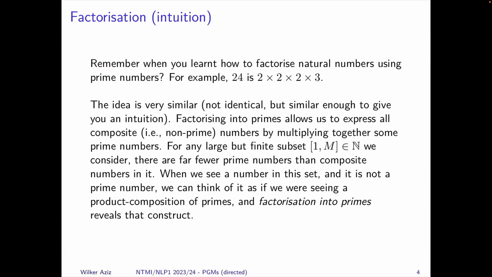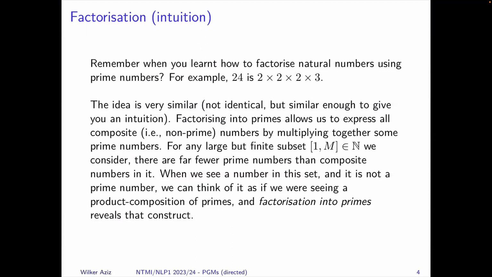The idea is very similar. Factorizing into primes essentially allows us to express all composite numbers, and composite is the word I'm using here for non-prime numbers, by multiplying together some prime numbers. So for any large but finite subset of the natural line, let's say you think of some very large natural number m, and then you think of all numbers between 1 and m, there are far fewer prime numbers in that interval than composite numbers in it. So we get to represent a very large set by only knowing a small collection of numbers. Those are the prime numbers.